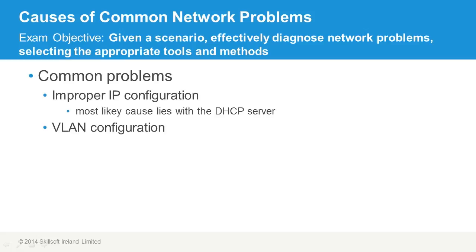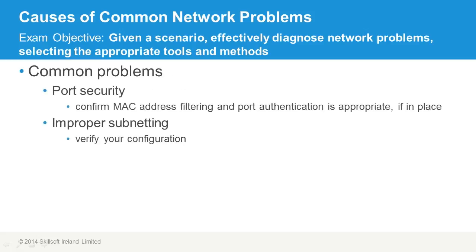And similarly, VLAN configuration is very common these days as well, wherein an administrator can just define subnets using software configurations on the switches themselves. So perhaps you've been placed on the wrong VLAN, or the system you're trying to connect to has been placed on the wrong VLAN. So something else, of course, that you need to verify. Port security, confirm any kind of MAC address filtering and/or port authentication. Make sure that everything is correct and appropriate there if you are using it.